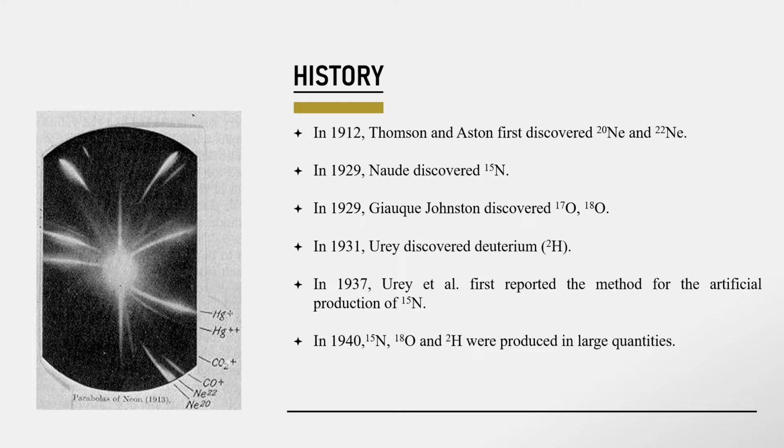In 1931, Harold Clayton Urey and others slowly evaporated liquid hydrogen at 14 K for residue spectroscopic analysis and discovered the hydrogen isotope with an atomic weight of 2, and named it deuterium. The artificial production of nitrogen-15 was first reported by Urey and others later in 1937. In 1940, the biologically significant nitrogen-15, oxygen-18 and deuterium were produced in large quantities.